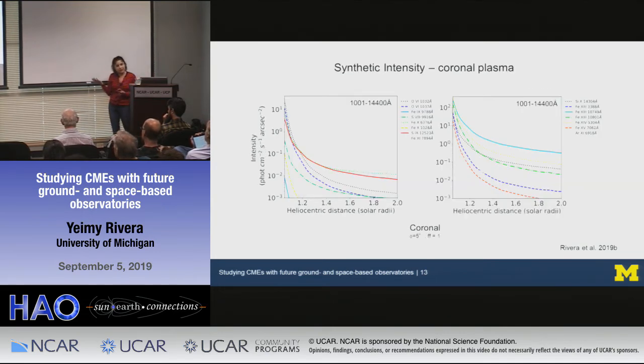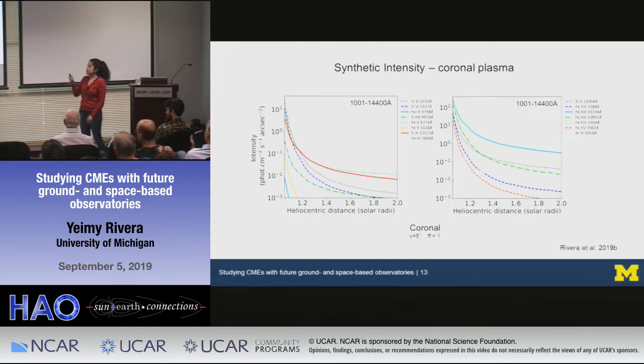And so for completeness, I just wanted to show you the coronal plasma. In this case, the intensities for the coronal plasma look very similar to what we see for the prominence material, except here they're a lot less intense, a lot less bright, and also in this case the ions are only in ionization equilibrium, unlike the prominence material, between 1.2 and about 1.5 for most of these lines.